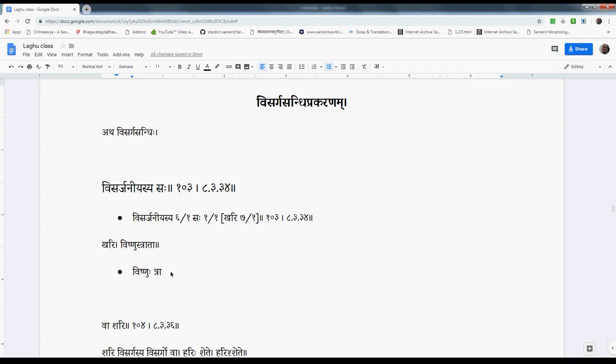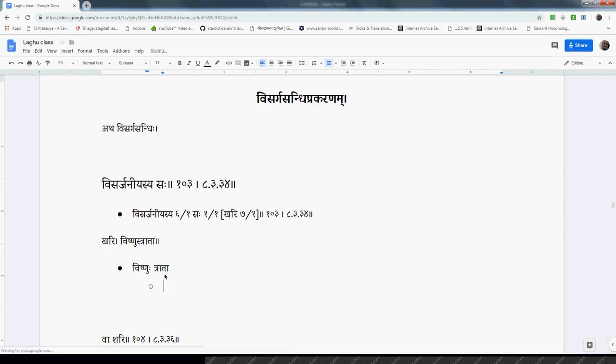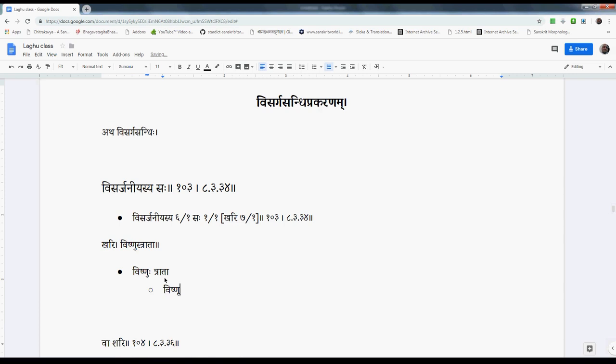So Vishnu Trata, Tratru pratyaya. Tratru becomes Trata when you decline. So he is a protector, Vishnu is the protector. So what will happen here? Vishnu Trata, how will you say Vishnu Trata? Visarga is not really born. Vishnu plus Sup is there. Vishnu plus Suppratyaya is there. Tratru plus Sup will be declined as Trata.